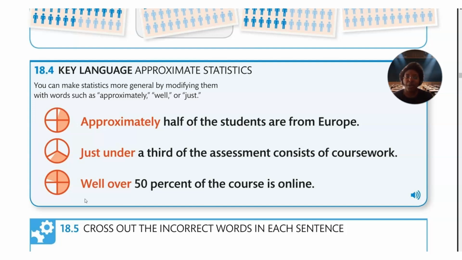So you notice what we added? We didn't just say half the students. We said approximately half. We didn't say a third. We said just under a third. And we didn't say 50%. We said well over 50%. So do you see how this can really help when you're talking about data and statistics? It gives more meaning, or more accurate meaning, instead of just saying, for example, 50%. Well, it's well over 50%.